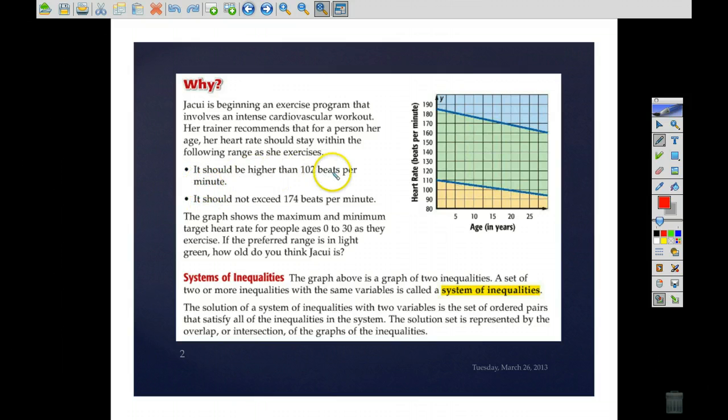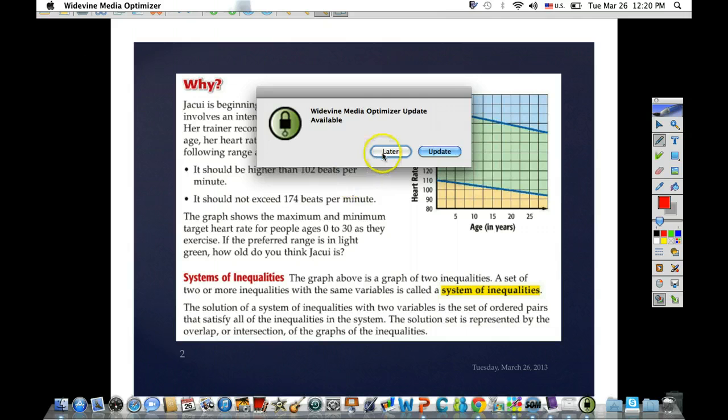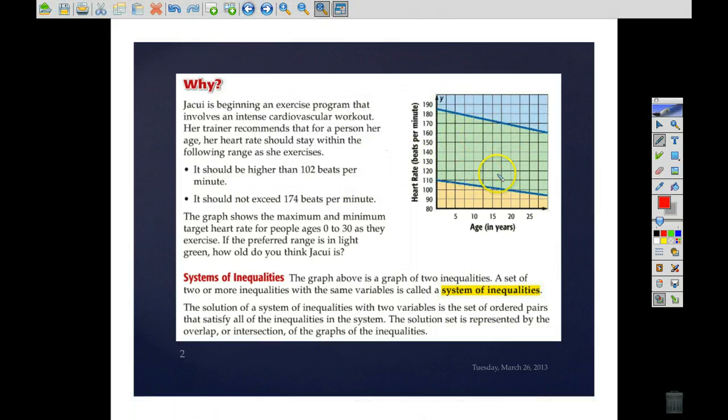It should be higher than 102 beats per minute. Okay, 102. Probably around here, and it should not exceed 174 per minute. The graph shows the maximum and minimum target heart rate for people ages 0 to 30 as they exercise. If the preferred range is in light green, how old do you think Jacqui is? Okay, so if she's within this range, how old do you think she is?